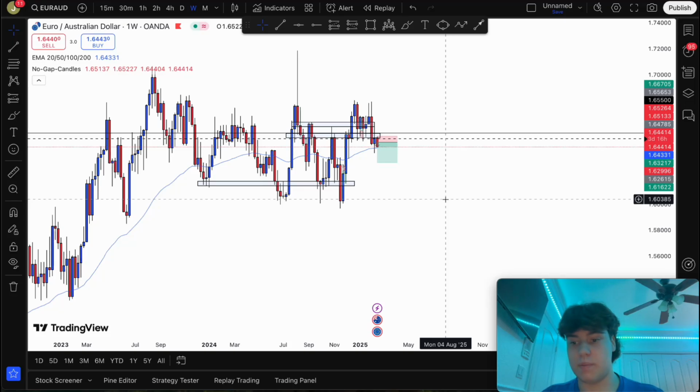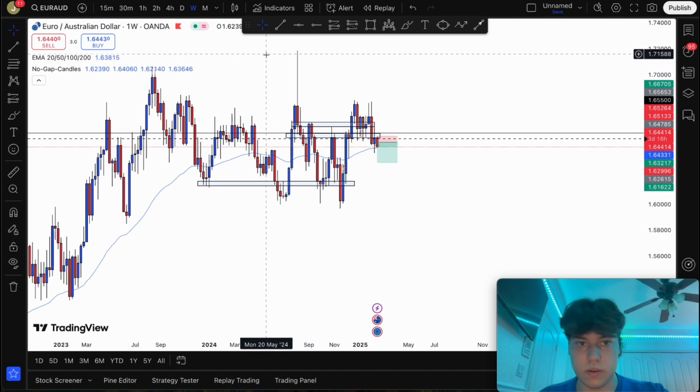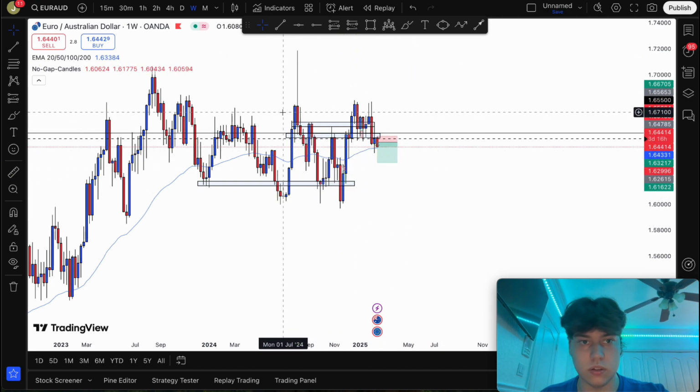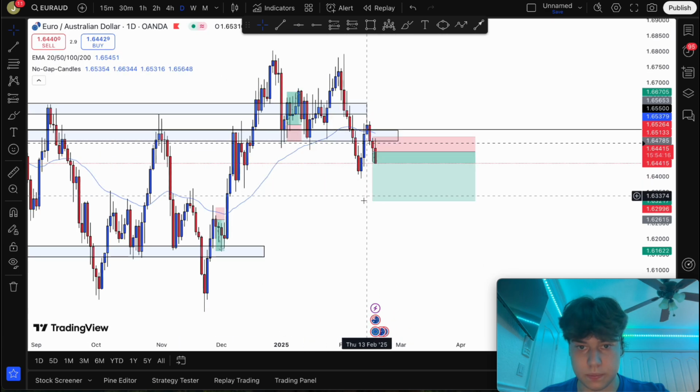All right, let's go over the top pairs of this week that I'll be trading. First we got Euro AUD. On the weekly time frame, we are bullish. This is our higher high. This is our higher low. Daily, we are bearish. Lower high, lower low.